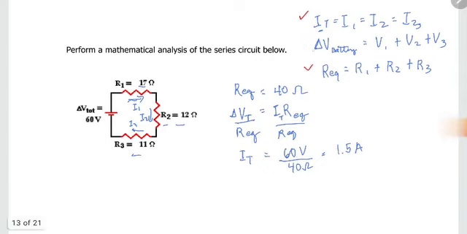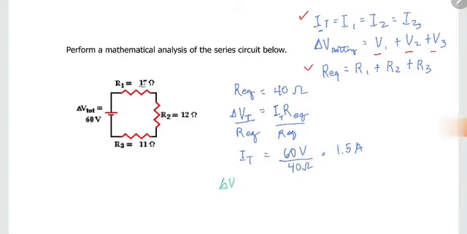Now, I have to solve for the voltage drops across R1, R2, and R3. Remember, you would expect them to be different, because the voltage drop depends on their resistance. Greater voltage drop across the resistor with the greater resistance.